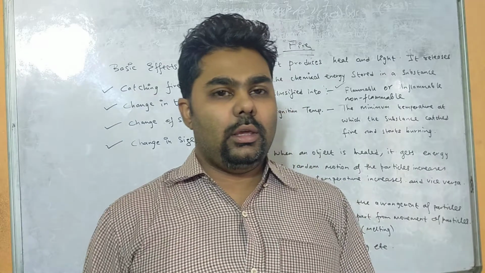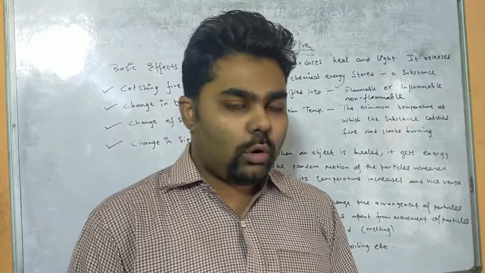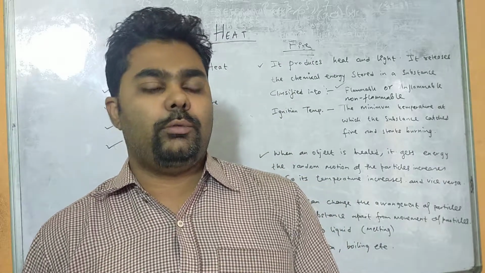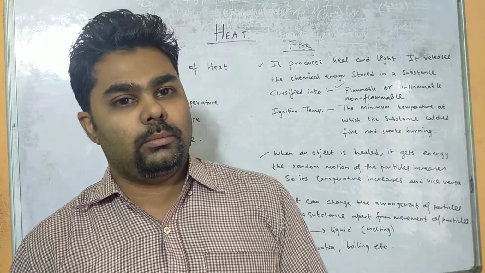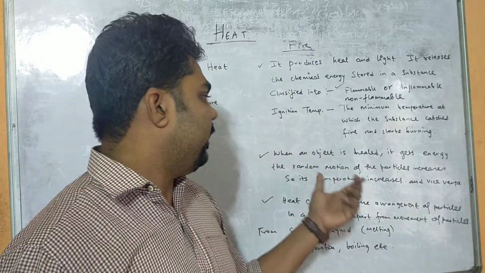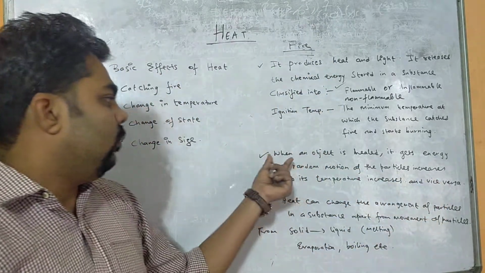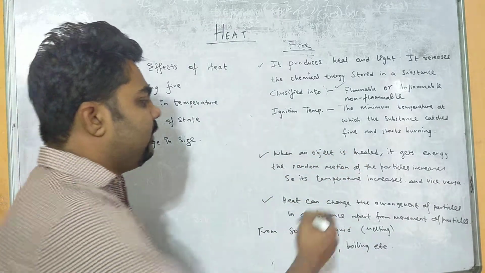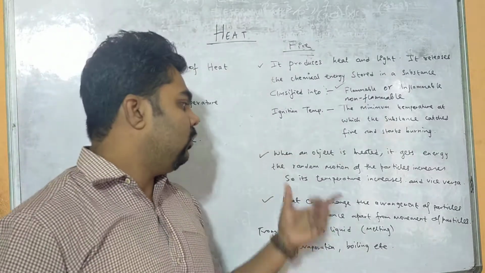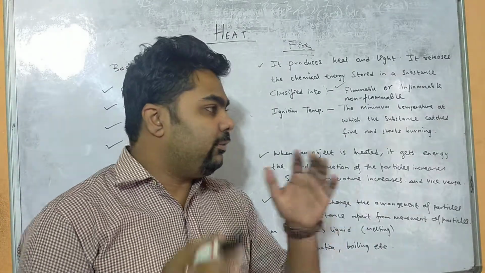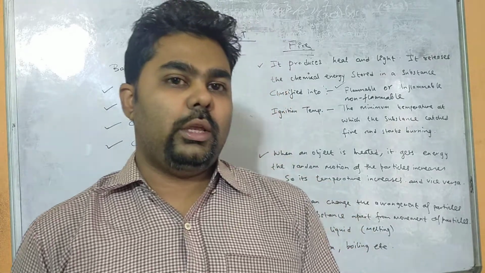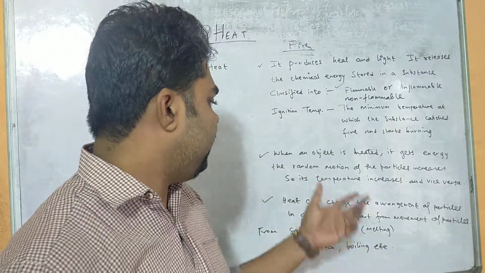Conversely, if you stop the movement of the particles in that substance, or if we reduce the random motion, then the temperature also decreases. That is why I have written here vice versa. When an object is heated, it gets energy, the random motion of the particles increases, so its temperature increases. But if you reduce the random motion of the particles, it will slowly cool down.